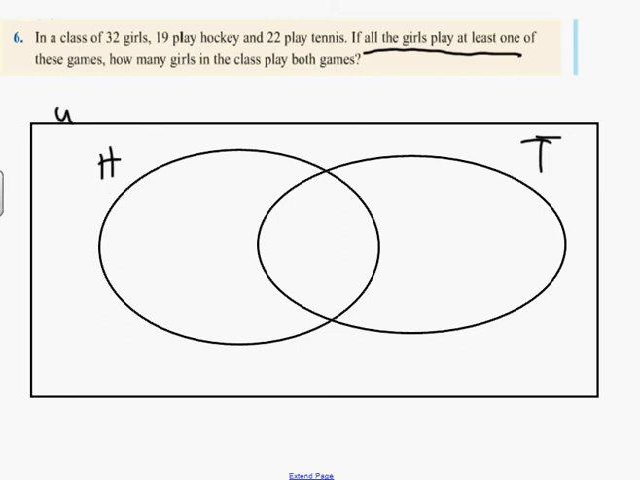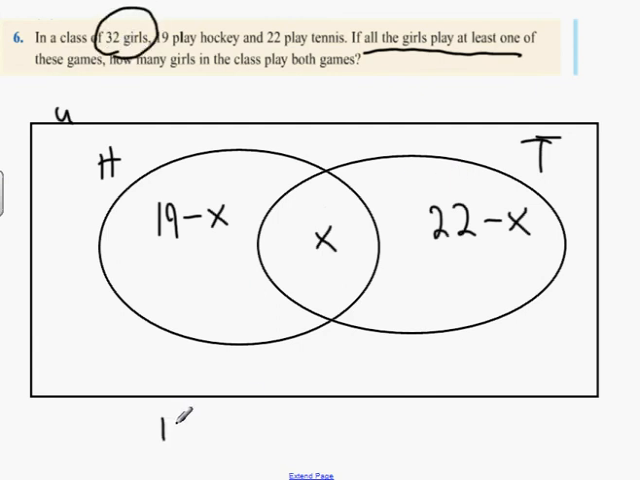So, if we have 19 people play hockey in total, 22 people play tennis in total, what letter do we have to take away from 19 and 22? Because we have to take away X to take into consideration that people play both hockey and tennis, and you don't have to double count it. So that's why you take away the middle. Now, when you add these three sectors together, what must you get as your answer?